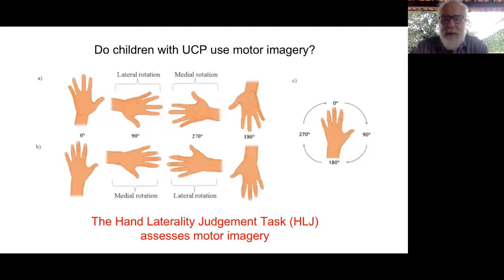One test that has been used to assess motor imagery is the hand laterality judgment task. In this task, back or palm views of the right or left hand are presented in different angles of rotation, and the participant is asked to indicate if it is the left or the right hand. The assumption is that one strategy used to solve this task is mental rotation. A flavor of the test may be given in the following slides.